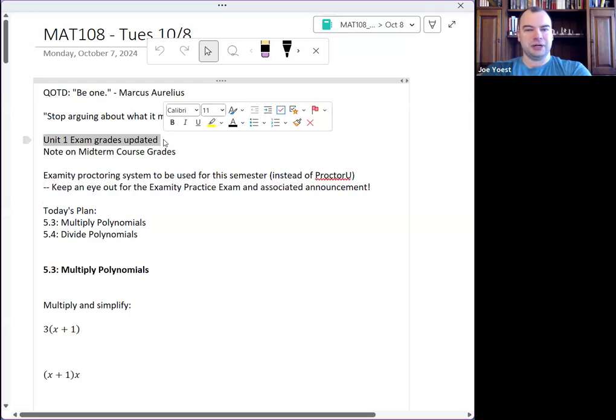Note that the Unit 1 exam grades are updated, so if you haven't seen your updated grade on WebAssign, make sure to go in and check that.